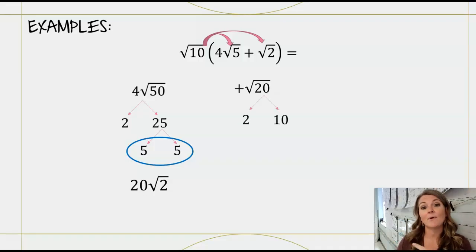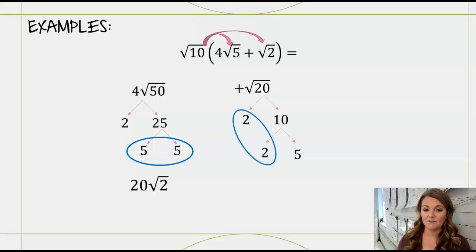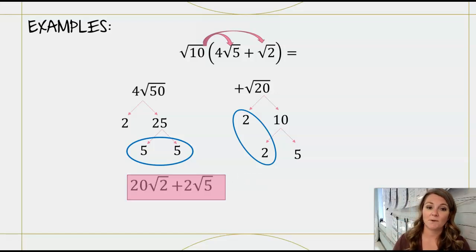Remember, they have to have the same radicands to be added together. So I have 2 and 10, which is 2 and 5. Again, my index is not there, so my index is 2, so I'm circling my doubles. So I have 2 square root 5. My radicands are not the same. They can't go together, so it's just 20 square root 2 plus 2 square root 5, and that's my answer.